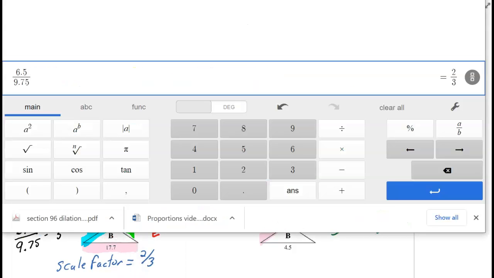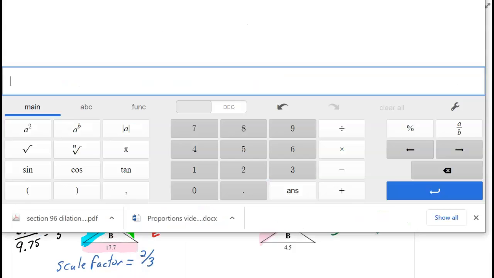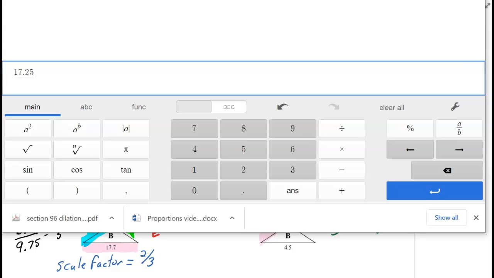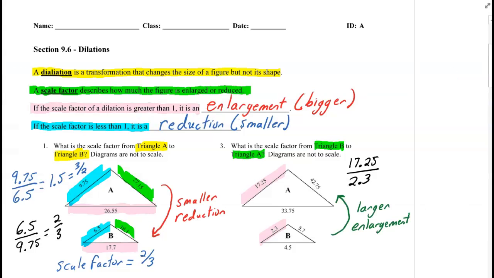And then on the calculator, this time I'll use the Desmos calculator, 17.25 divide by 2.3, excuse me, is 7.5. You can leave it as 7.5, but if you want the fraction, it's 15/2. So the scale factor is 7.5. On the standardized tests, you might see a fraction, so 15/2.